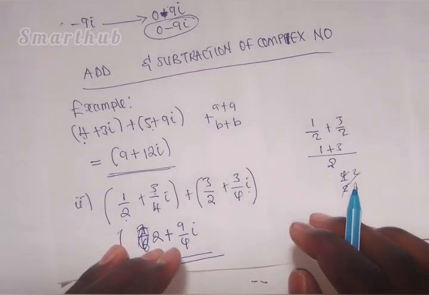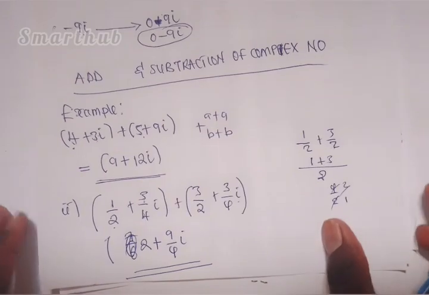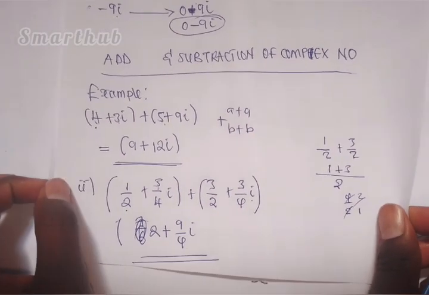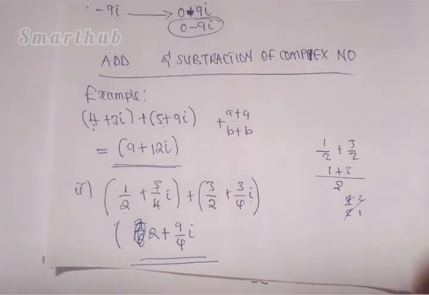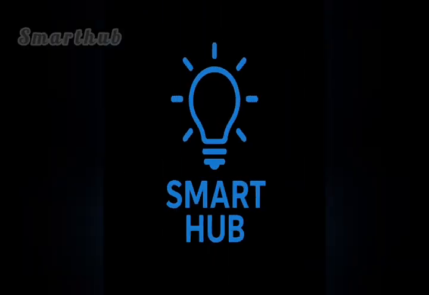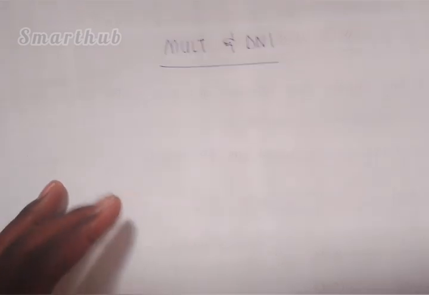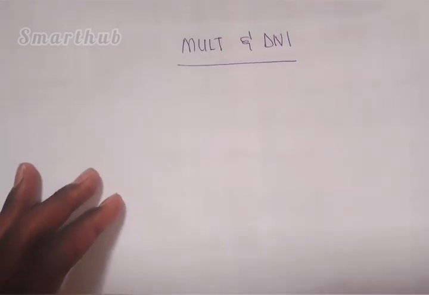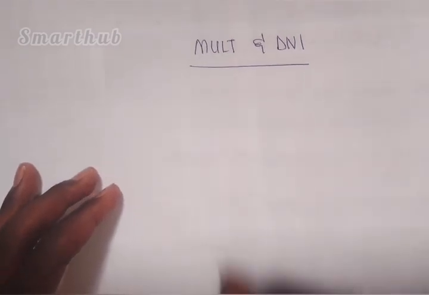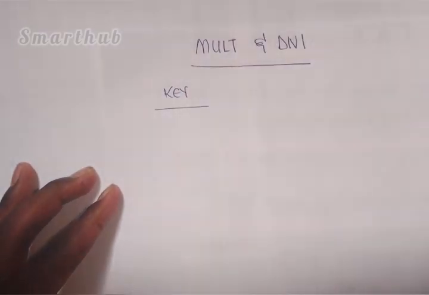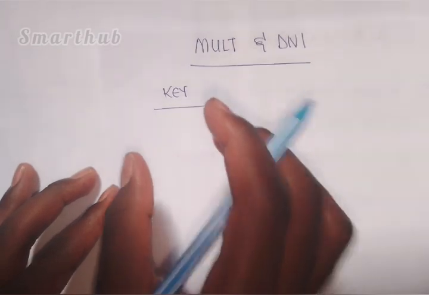Same applies. So now let's talk about multiplication and division. How do we multiply and divide complex numbers? There are some rules you have to know. So there are key things you have to know here. Always put this in your mind.